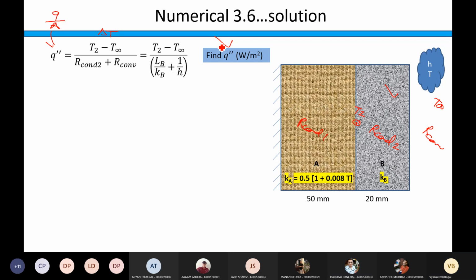743.8. Very good. Just a minute, I will write it. 743.8 watt per meter square, right?